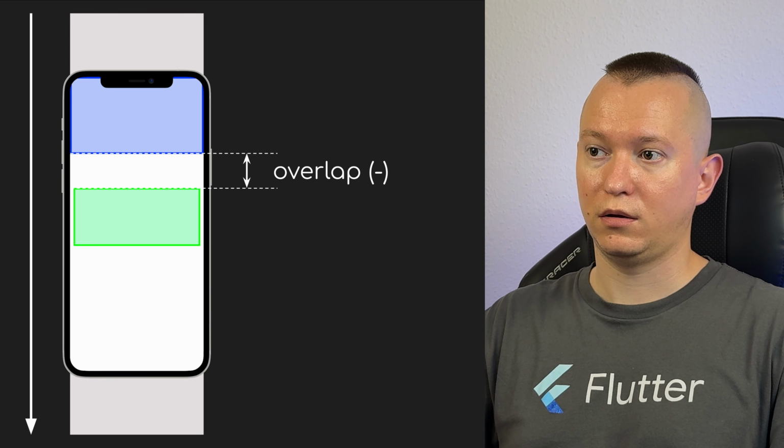We have talked about sliver constraints, but based on these constraints we need to provide a size after layouting. And the size in this case is sliver geometry. Let's have a look at the properties of sliver geometry. The first property is visible, and this one is pretty simple. If we set it to false, Flutter will not paint the sliver at all.